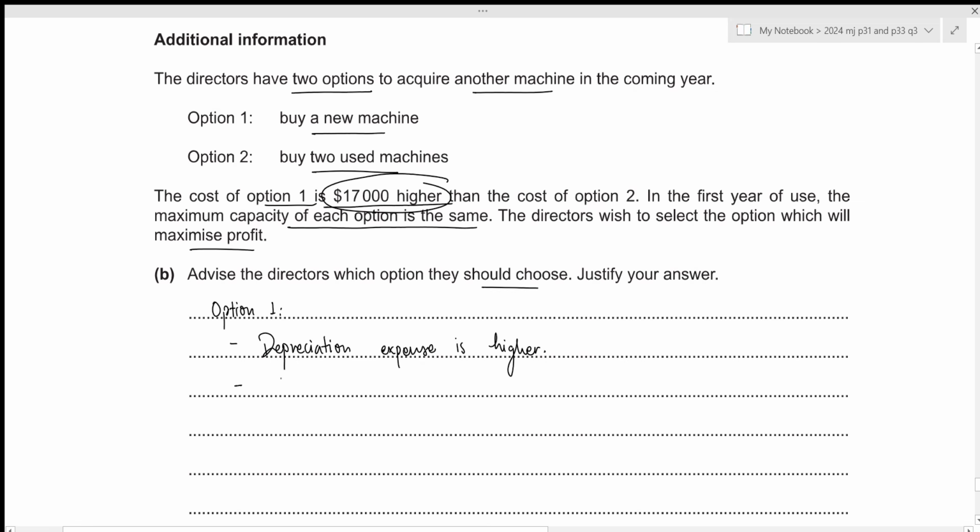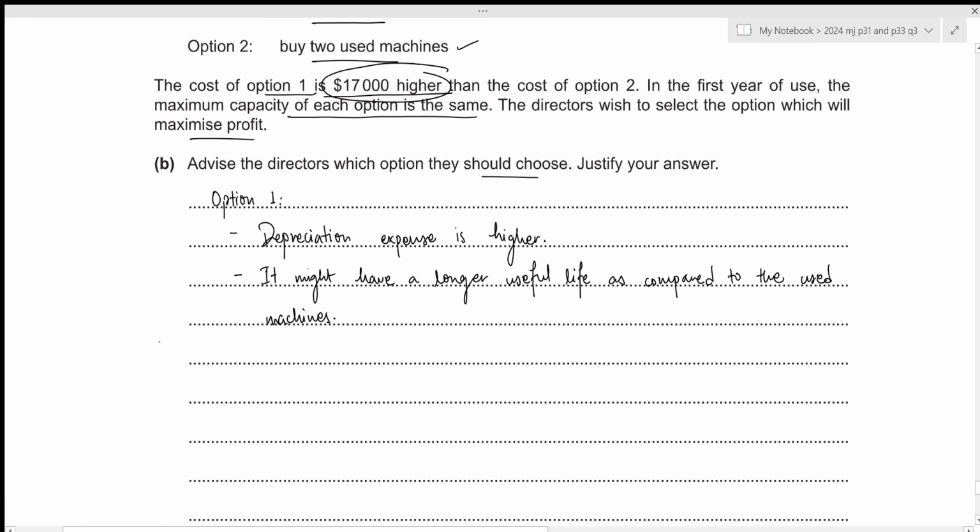Then the second thing that we can note down is that since we are buying a new machine, it might have a longer useful life as compared to the used machines. Let's write it down. It might have a longer useful life as compared to the used machines. That is all for option 1. Let's move towards option 2.